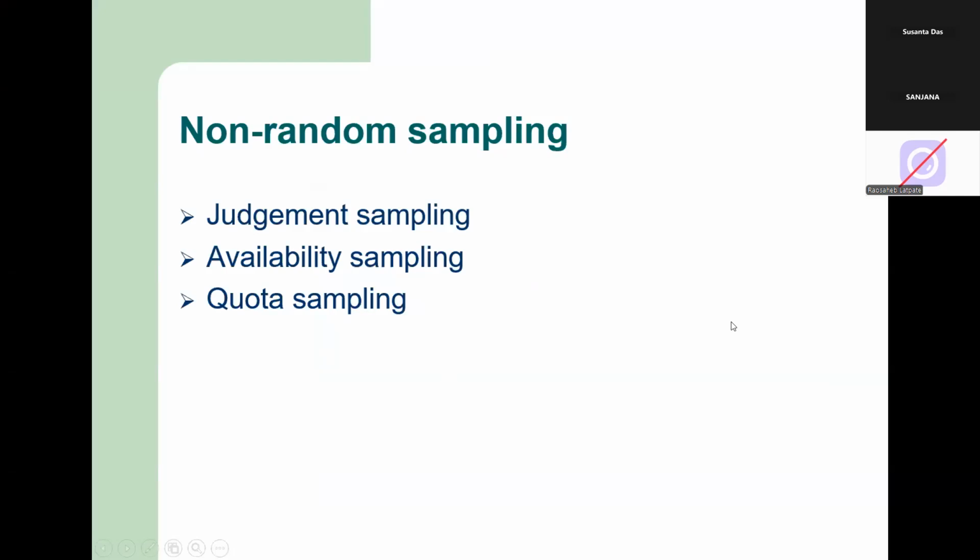Next one is availability sampling. Whatever is available, you just select it and study it. We call it availability sampling. Then the last one is quota sampling. It means you are given some quota, say 50 units or 100 units. You continue to study till your quota is over. We call it quota sampling.